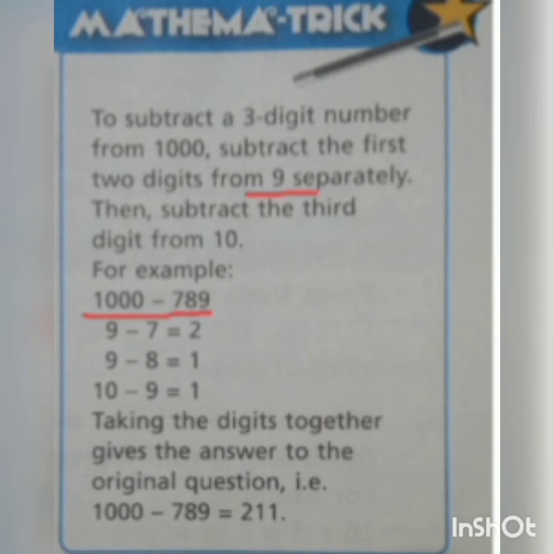First of all, subtract the digit 7 from 9. 9 minus 7 is equal to 2. Then subtract the digit 8 from 9. 9 minus 8 is equal to 1. And subtract the third digit from the digit 10. 10 minus 9 is equal to 1. Now combine these digits. Taking the digits together gives the answer to the original question, and the answer is 211. So 1000 minus 789 is equal to 211. This is a simple trick to subtract the numbers.